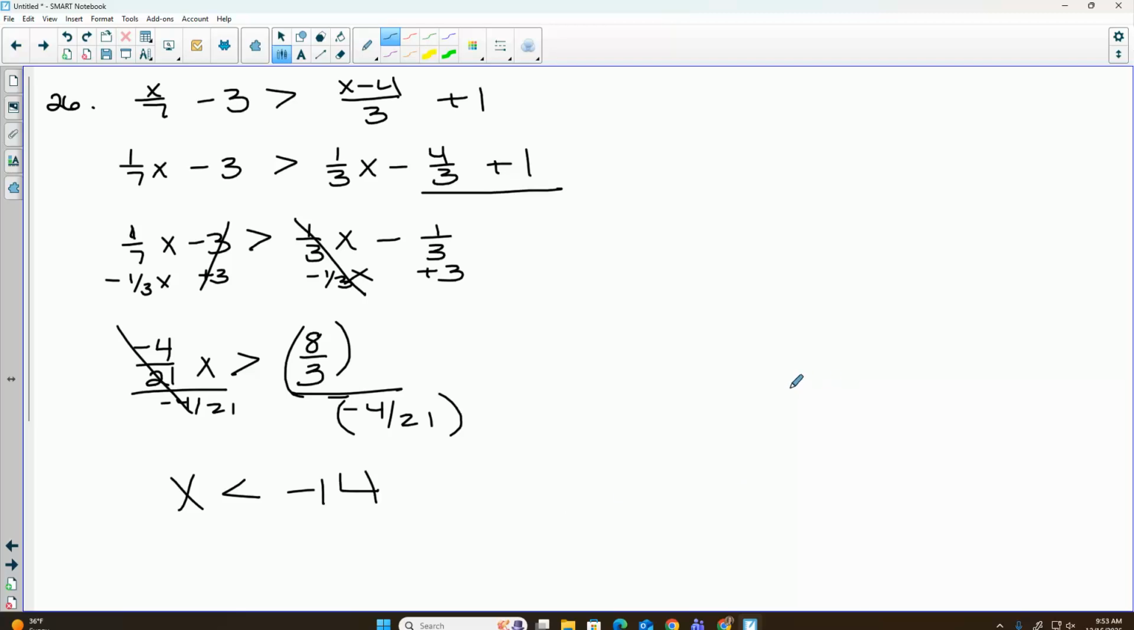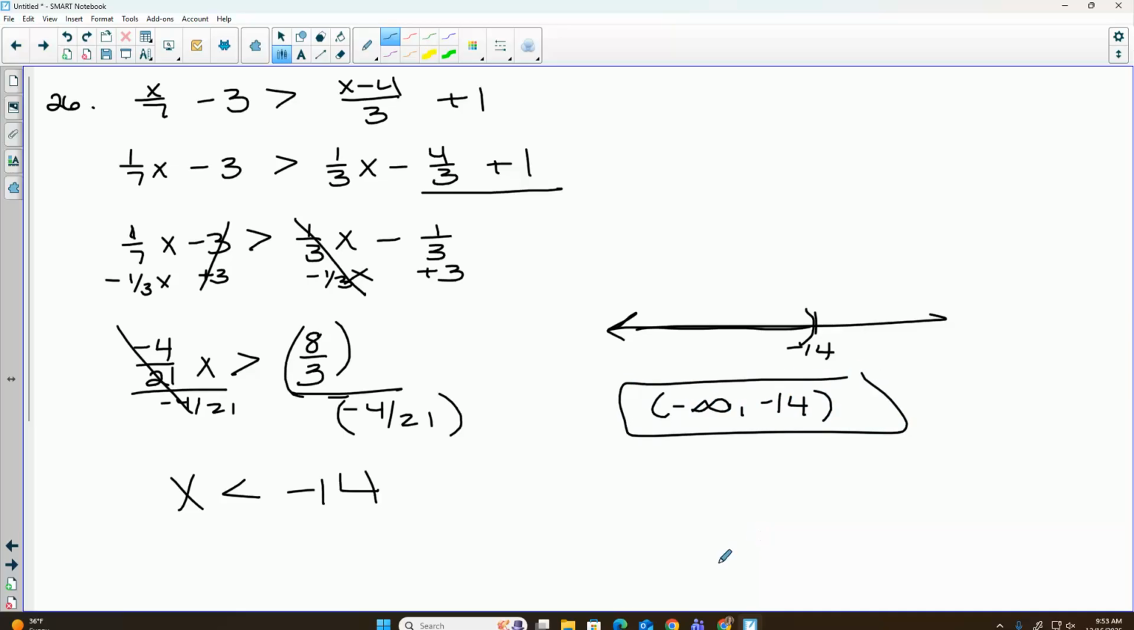Any inequality problem, I am going to expect an interval answer. If you need to, you can draw a number line. It's not part of the grade, but it can help. So if it's less than, it's coming from negative infinity. So it's negative infinity to negative 14. There was no equal to, so everything gets a parenthesis. Is that one okay?